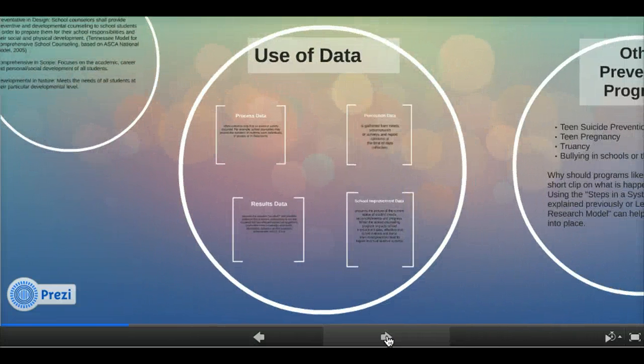A comprehensive school counseling program is data-driven. The use of data to affect change within the school system is integral to ensuring student success. School counselors should be proficient in the collection, analysis, and interpretation of data. School counselors monitor student progress through the collection of various types of data.